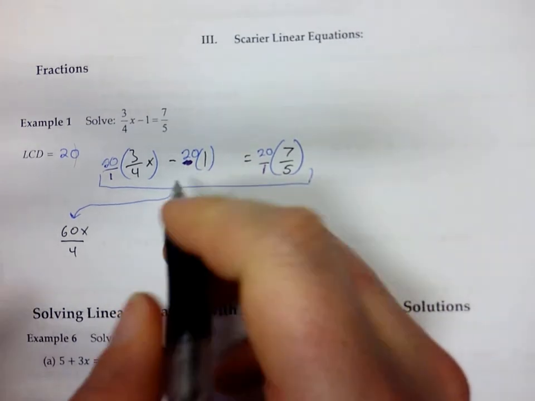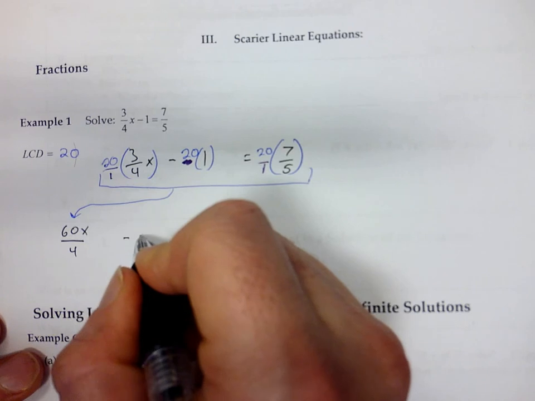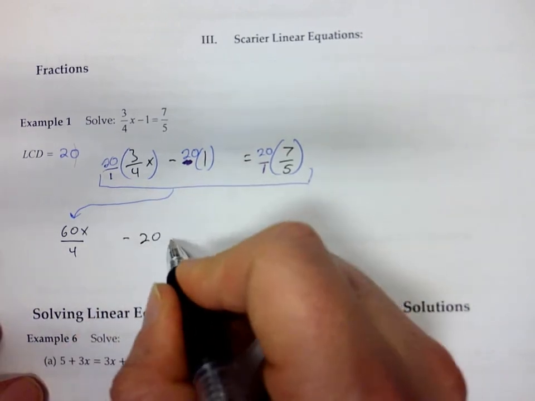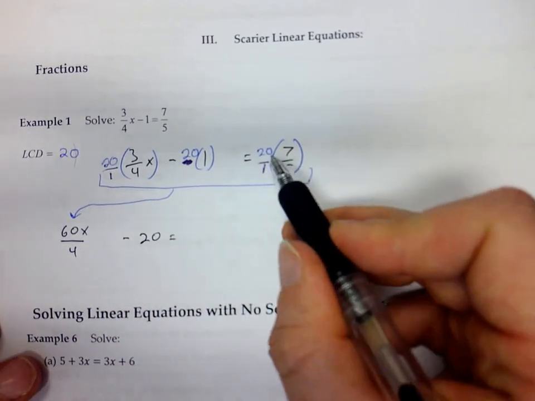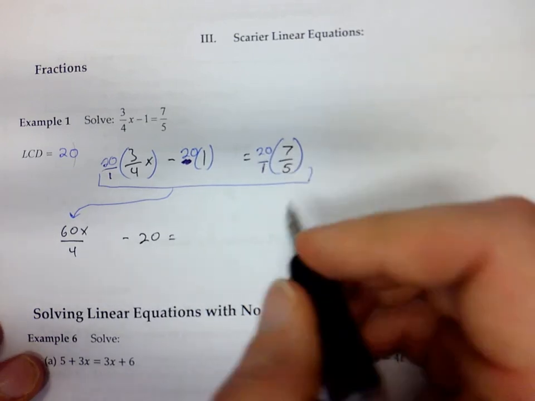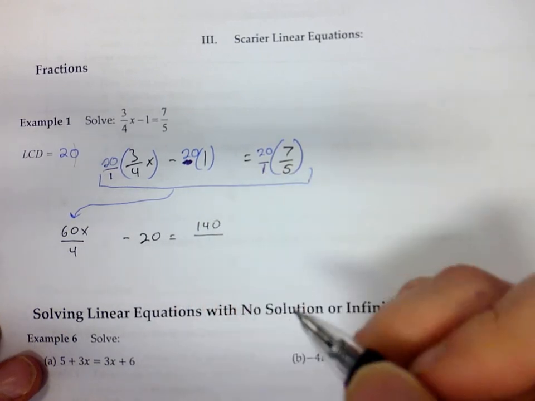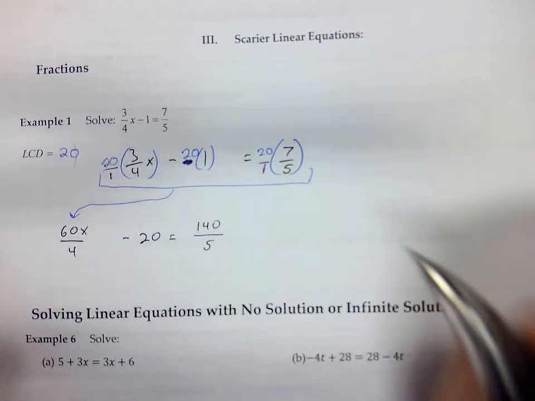Over here, 20 times 1, again, that's not a fraction, so that's relatively straightforward. It's just 20 times 1 is 20. And then finally, on the right, 20 times 7 is something terrible, 140. And then 1 times 5 is 5.